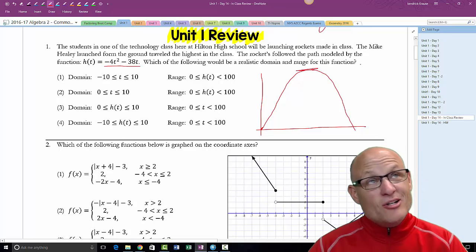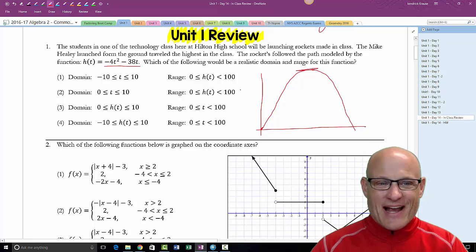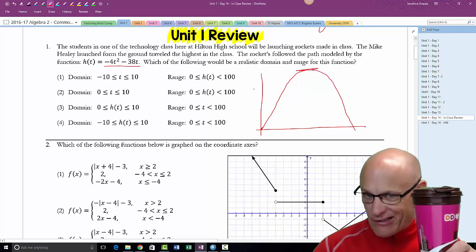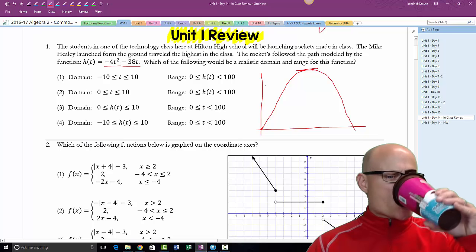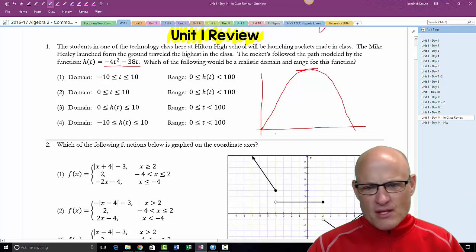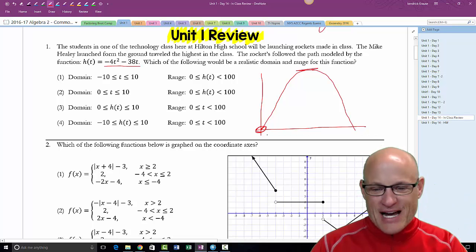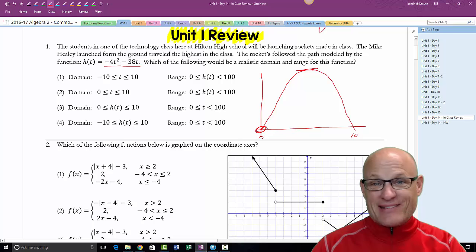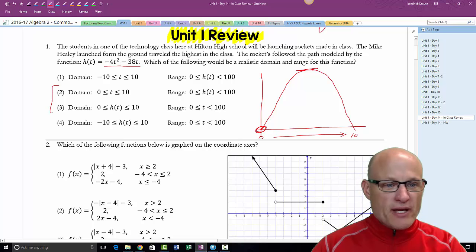Now, how long would a rocket last? Now, these are high school rockets. They're not going up for any length of time, you know what I'm saying? We're going to start here at time probably 0, right? And end at like 5 seconds, 10 seconds, I don't know. Maybe it lasts for 10 seconds. Oh, so from 0 to 10 would be a good domain. That means we're down to these two. Wait a second.